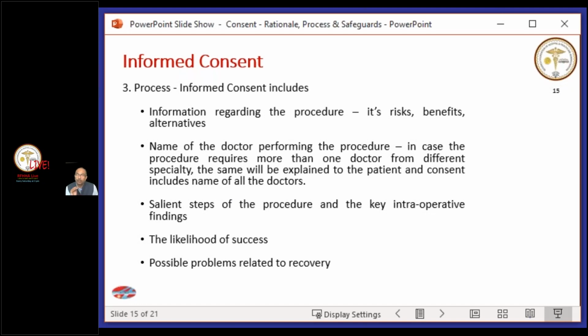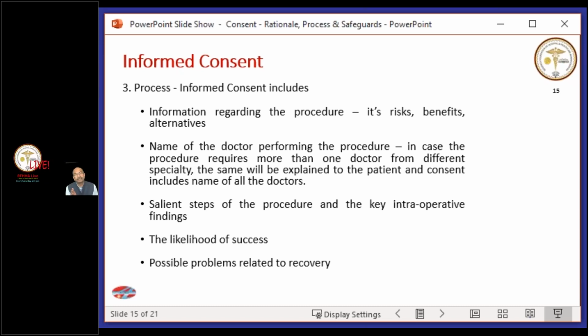What all does it include? It includes the information regarding the procedure, risks, benefits, and alternatives, the name of the doctor performing the procedure, and in case the procedure requires more than one doctor from different specialties, the same will be explained, and the consent includes the name of all the doctors. This is something that is required in lots of situations where you have a multidisciplinary team of surgeons.